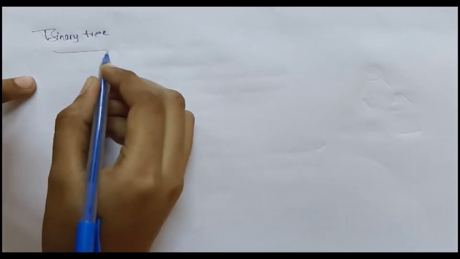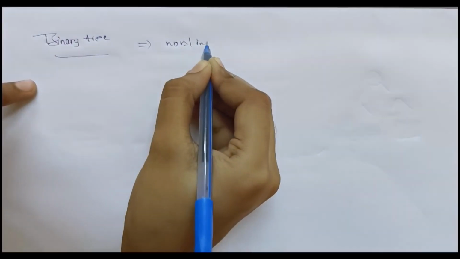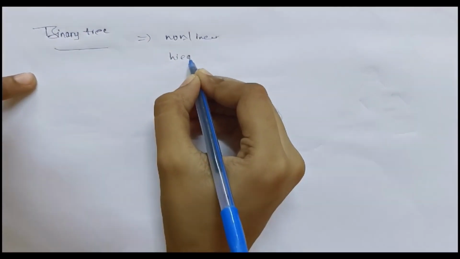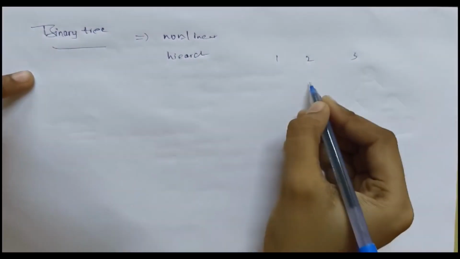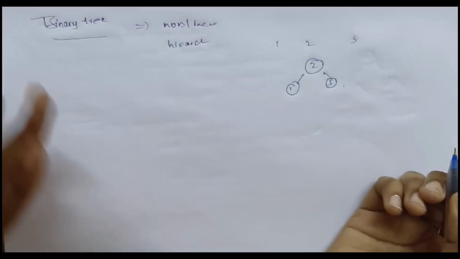So basically binary tree is a non-linear data structure. Means the elements are arranged in hierarchical manner. So the elements are not in 1, 2, 3. The elements are present like this. So this is the hierarchical manner.